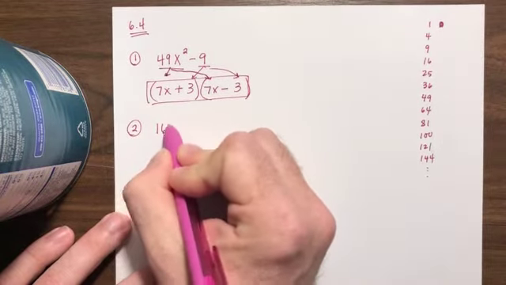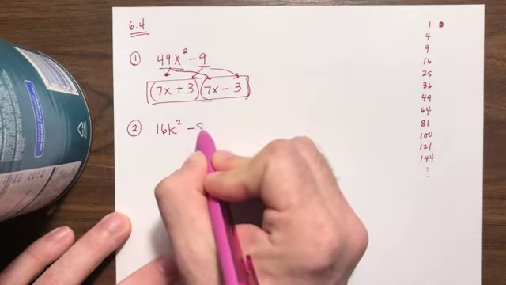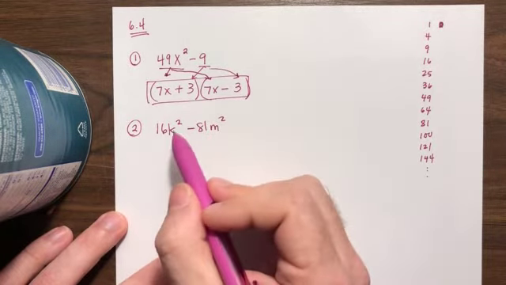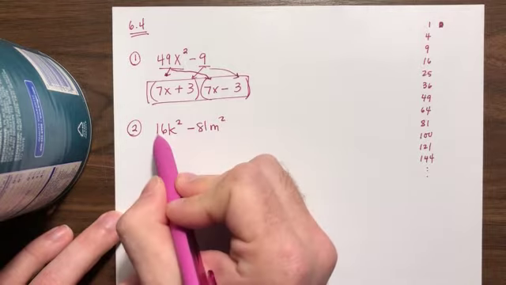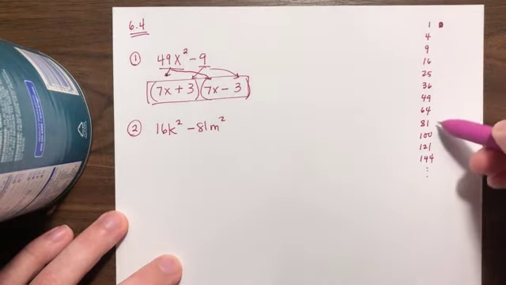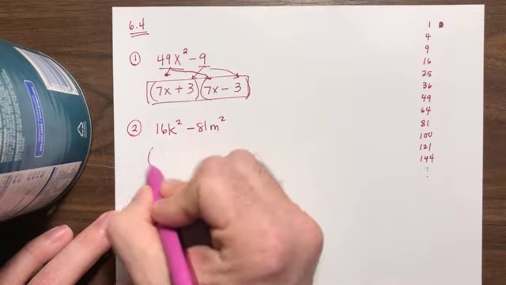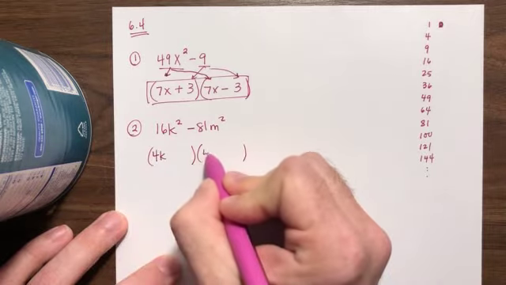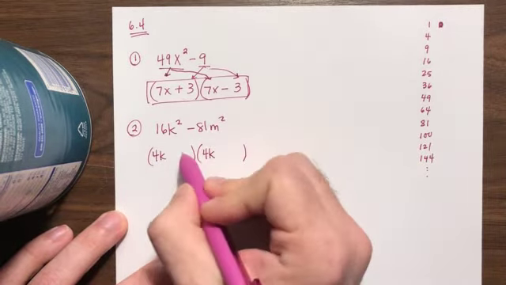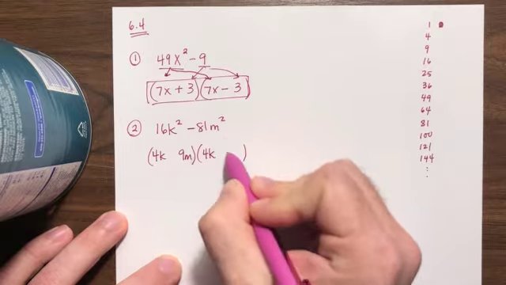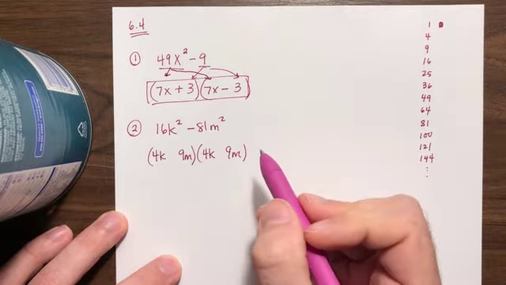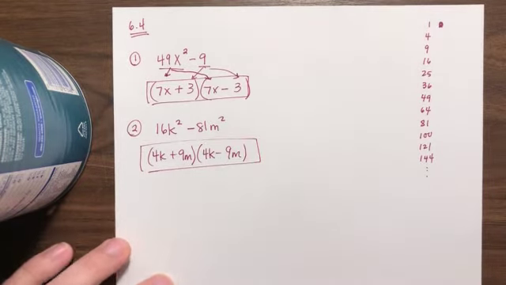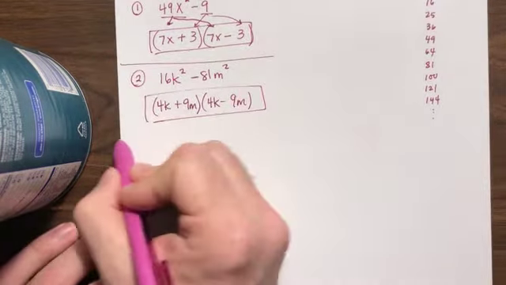So let's try it again. 16k squared minus 81m squared. So the letters also have to be squares, and so they have to be even powers. But 16 and 81 need to be on this list. Oh, look, there's 16, there's 81. Yay. So let's break them down. 16 is 4, don't forget your k, and 4k. 81 is 9, don't forget your m, and 9m. And then one's plus and one's minus. All done. So that's difference of squares.